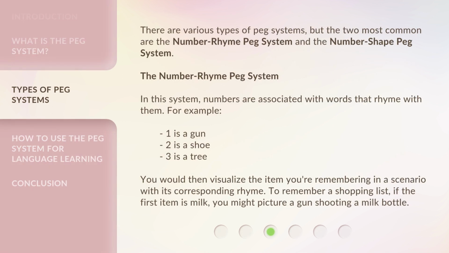There are various types of PEG systems, but the two most common are the number-rhyme PEG system and the number-shape PEG system. The number-rhyme PEG system. In this system, numbers are associated with words that rhyme with them. For example, 1 is a gun, 2 is a shoe, 3 is a tree. You would then visualize the item you're remembering in a scenario with its corresponding rhyme. To remember a shopping list, if the first item is milk, you might picture a gun shooting a milk bottle.